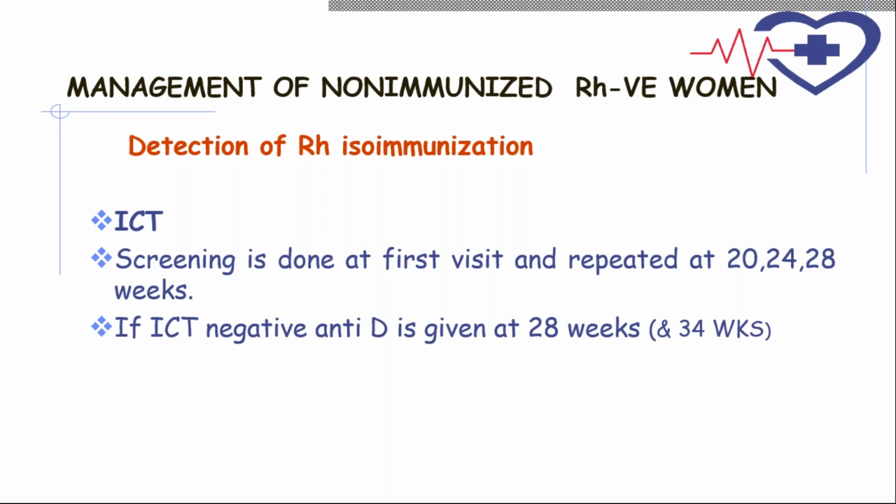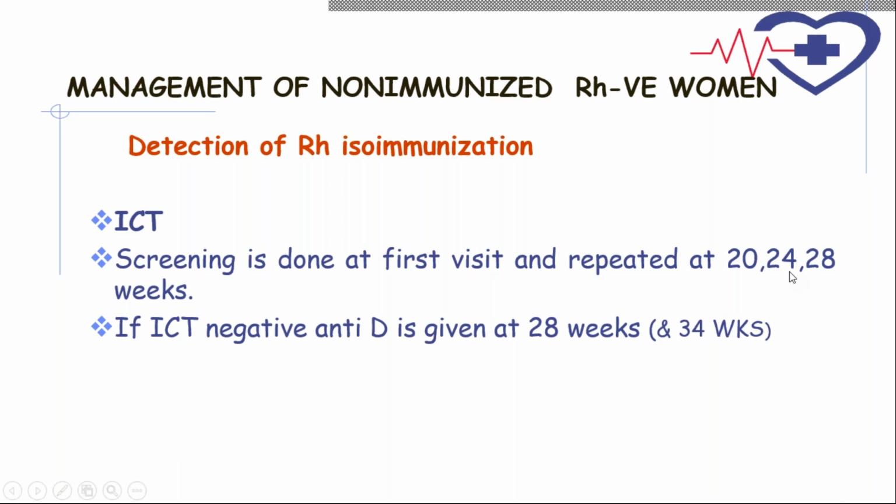Now, if this indirect Coombs test remains negative till 28 weeks, we will give her a shot of anti-D immune globulin, which is the method to prevent Rh isoimmunization. Some guidelines recommend another shot at 34 weeks, but the most common practice is to give anti-D at 28 weeks. We will discuss this in more detail in the forthcoming slides.